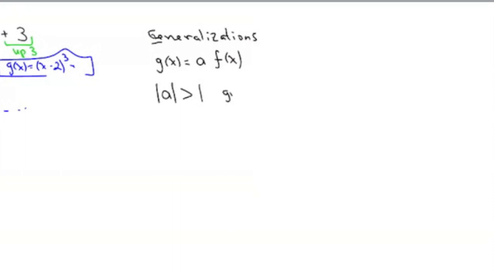Then the graph gets closer to the vertical axis. The new one, not the y-axis, just the vertical axis that we dotted in. The absolute value, because you don't care if it's positive or negative. You just care about its value.